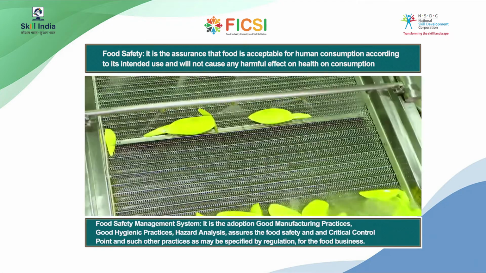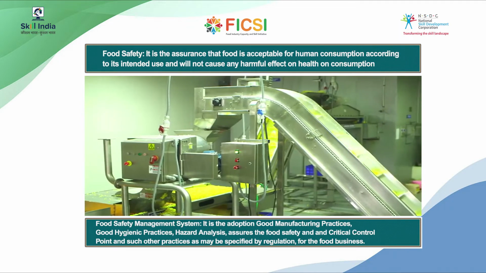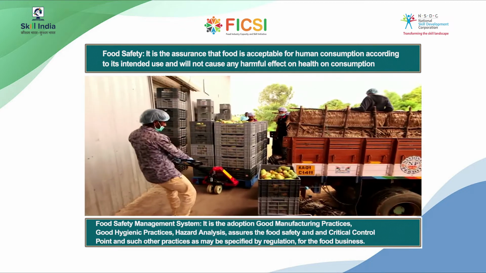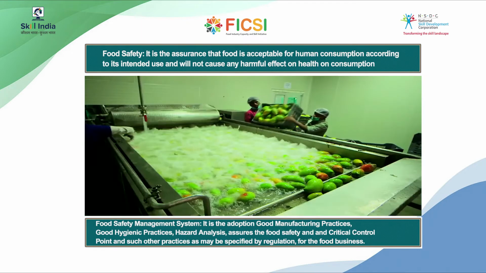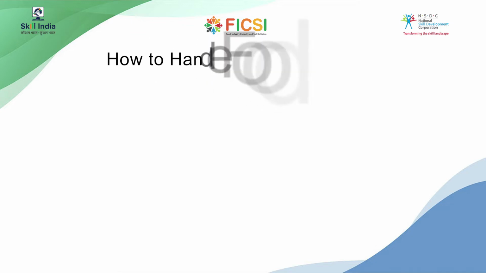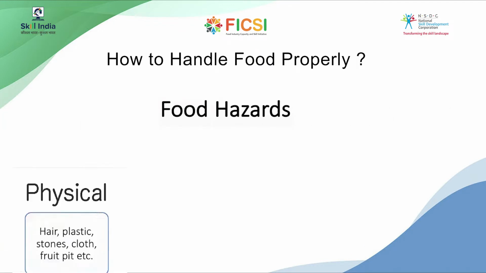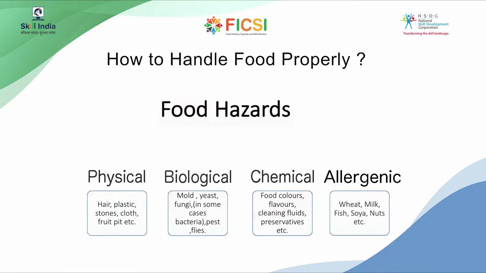Food safety management system means the adoption of good manufacturing practices, good hygienic practices, hazard analysis and critical control point, and such other practices as may be specified by regulation for the food business, which assures the food safety. Before we begin to understand how to handle food properly, we need to understand the different kinds of food hazards. They can be categorized as physical hazards, biological hazards, chemical or allergenic.